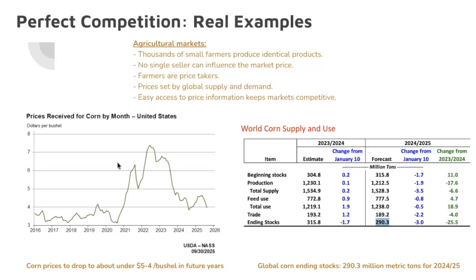These price movements aren't controlled by a single entity. They're purely the result of supply and demand forces. When production increases or demand falls, prices drop immediately. When droughts hit major growing regions or demand surges, prices rise. This is perfect competition in action.